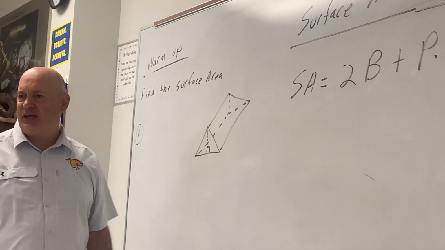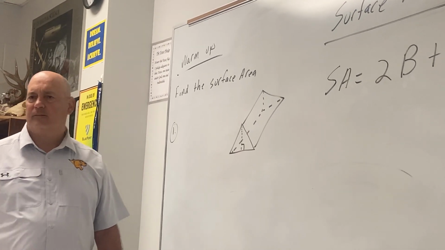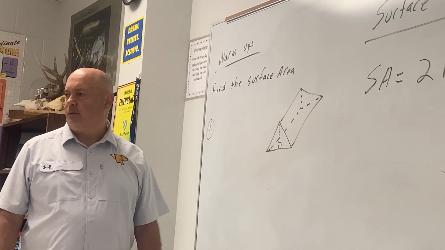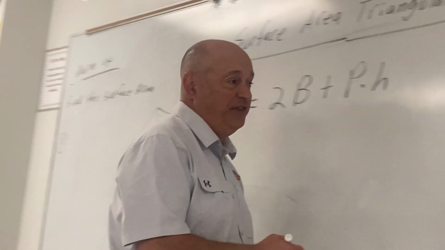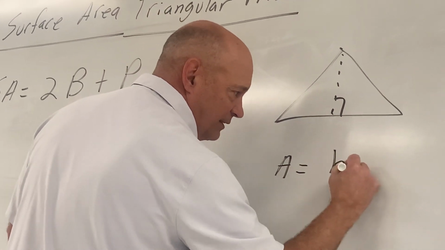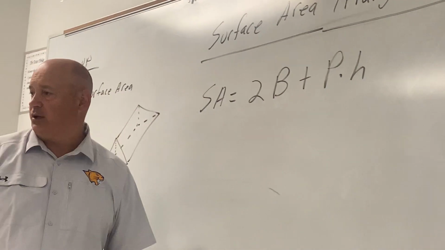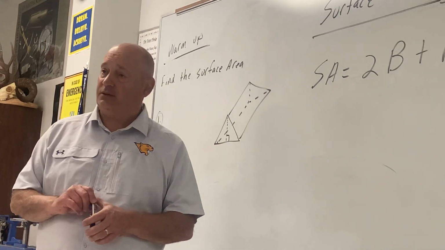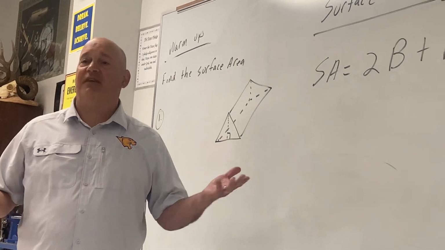All right, what is the area of a base of a triangle? How do we find the area of a triangle? A equals 1/2 base times height. Good. Base times height divided by 2. So to find the area of this triangle, we do base times height and divide that number by 2. Does anybody know why? Brock: It's half of a rectangle.